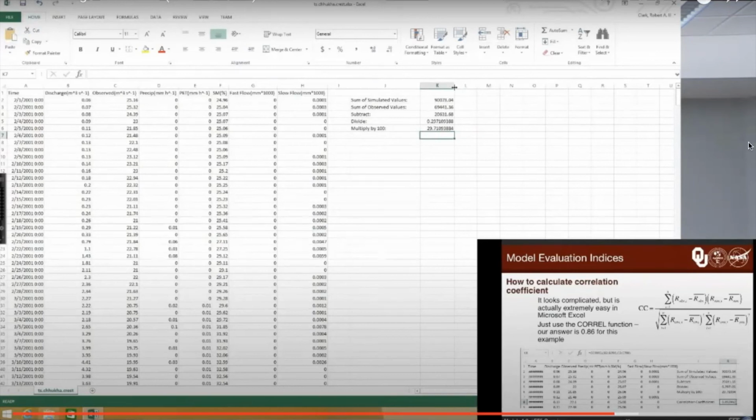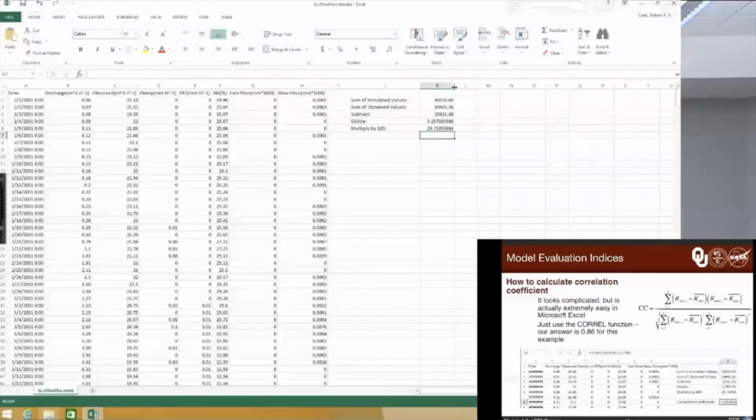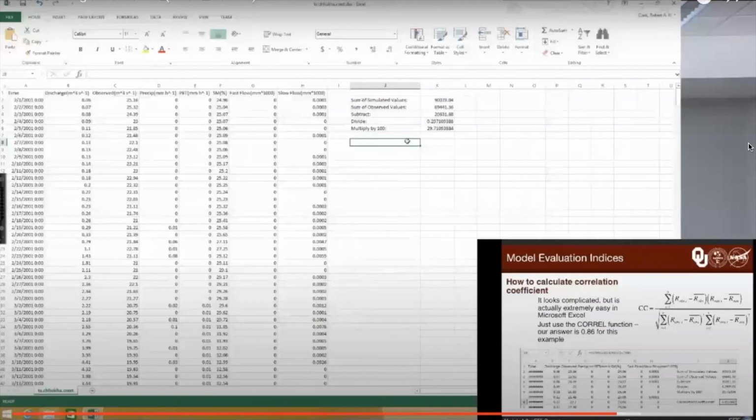So the way to calculate correlation coefficient, it looks fairly complicated as you can see from that equation, but it's actually pretty simple. Correlation coefficient is used frequently. Now, how do we calculate the correlation coefficient? It seems complicated, but it's actually quite easy with Excel.